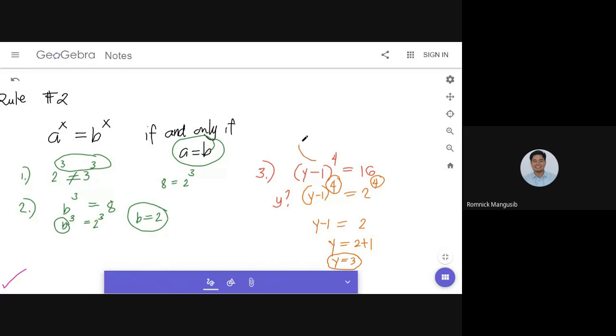So pag sinubstitute mo dito ang y na 3, (3 - 1)^4 equals 16. 2^4 is 16. No? Making it true that 16 is 16, if you let y be equal to 3.